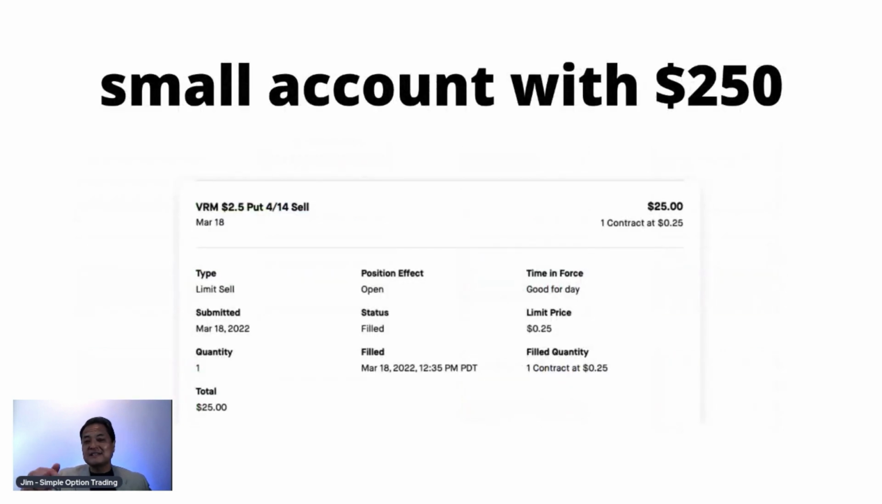Now, here's another example. Here's a real transaction record from my account history where I show an option trade that I did, a cash secured put, and I'll walk you through it and you can take a look at the profit I made. So this small account had $250 in it. And I used that money to sell a cash secured put. You can see it's for stock symbol VRM with a $2.50 strike price and an April 14th, 2022 expiration date.